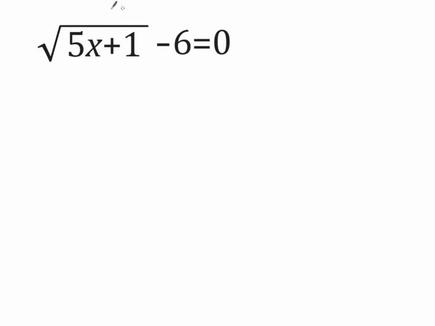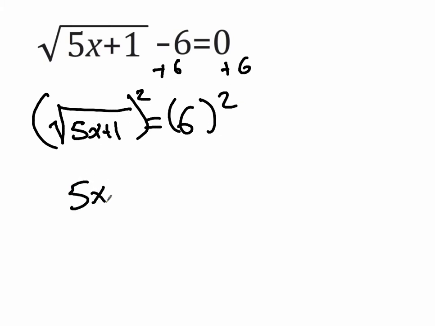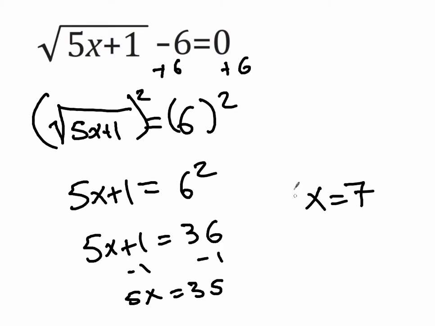The first step is to get all of the stuff under the radical sign by itself. So let's add 6 to both sides, and now we have the square root of 5x plus 1 is equal to 6. The next step is to get rid of this radical sign, and the way you do that is you square both sides. The square root of something squared is that thing itself, and it's now equal to 6 squared, so 5x plus 1 is equal to 36, and now we just have a linear equation to solve. We have 5x is equal to 35, which means that x is equal to 7.